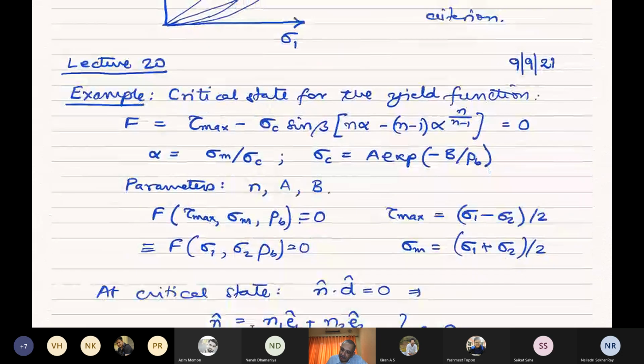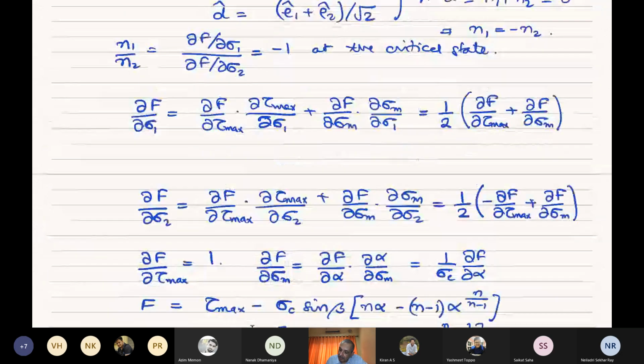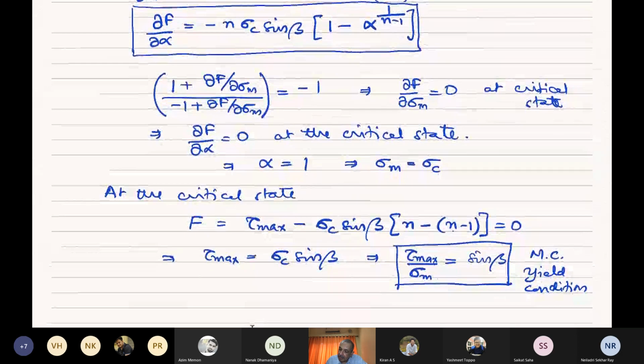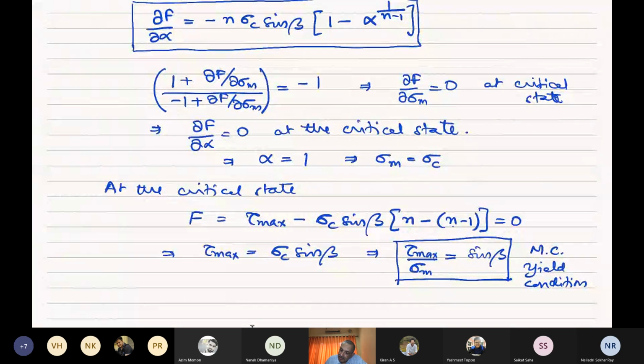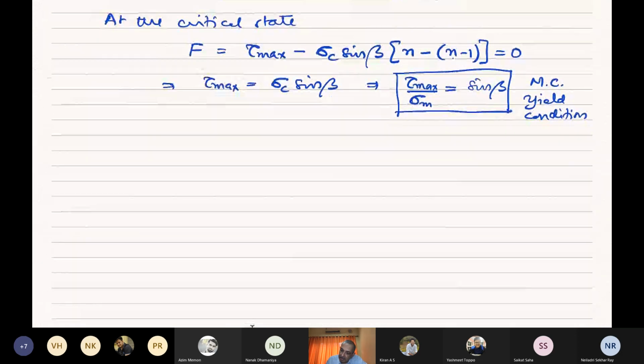So we have done this simple example where we took a particular form of the yield function, and then we were able to find out what the condition for the critical state is. And what we found out was that for the critical state, this parameter alpha must be equal to 1. And then we also showed that when you are at the critical state, the yield function simply reduces to the Mohr Coulomb yield condition.